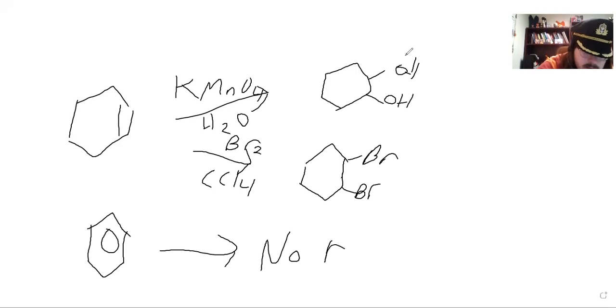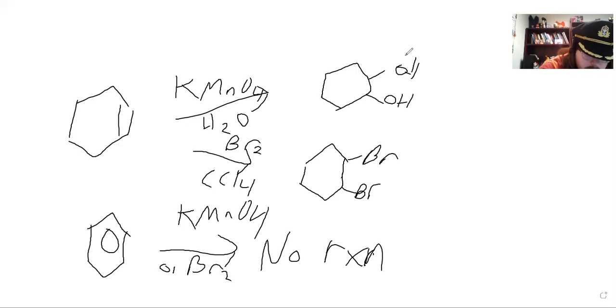No reaction with potassium permanganate. And we're going to have no reaction with bromine. Neither one will react, because we have such a high activation energy barrier to break this special aromatic conjugation. We can add bromine to the double bond. We can add bromine to this benzene structure, but it is a completely different mechanism and a completely different form of addition.